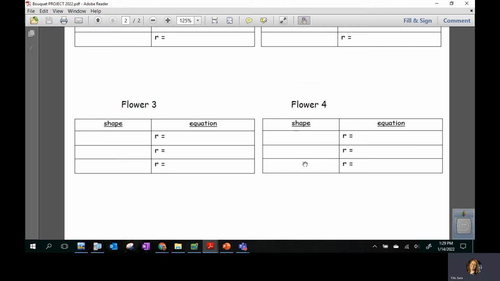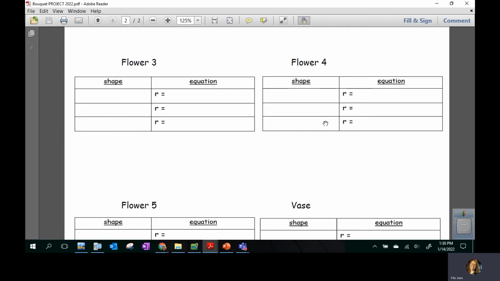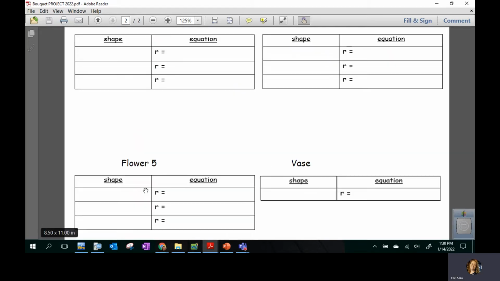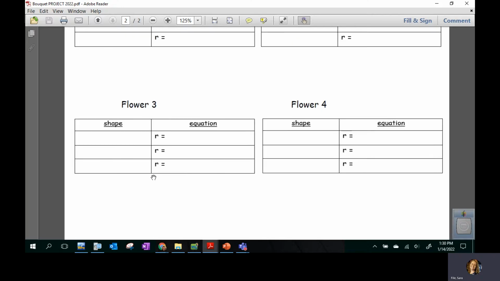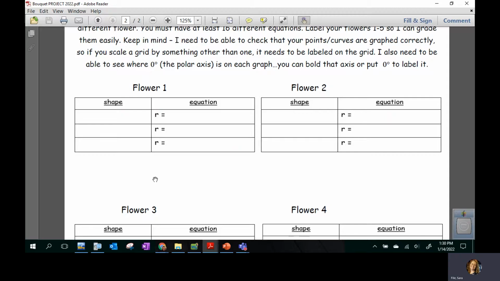Some people choose to do something completely different, like they make a butterfly or a snail or leaves on the stem of the flower with different separate equations. And you would just write that in here. Now, I need to know which one is flower 1, 2, 3, 4, 5 on the paper. So make sure that that's labeled on your paper when you turn it in on the actual project. Label which flower is which.